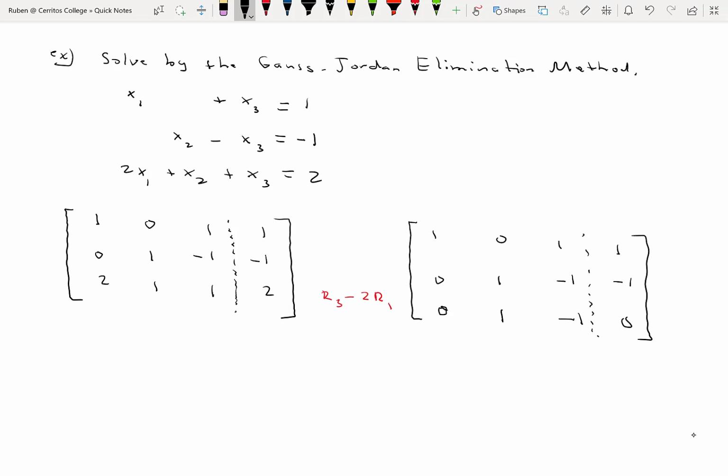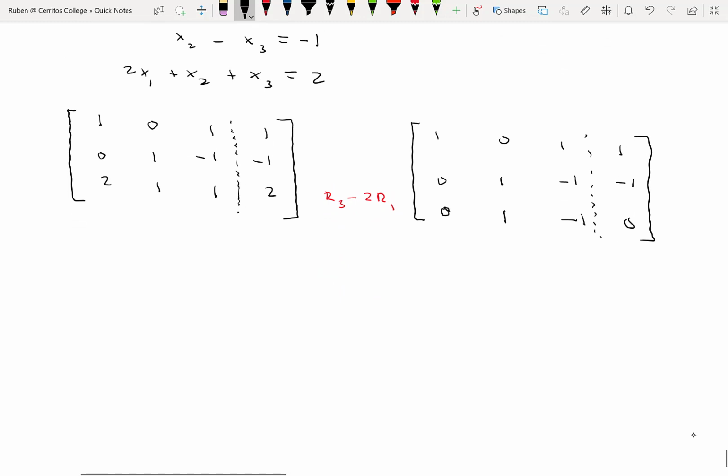All right. Okay, so what's our next step? Well, I'm now focusing on the second row, the position of the y variable. It has a coefficient of 1. That's really nice. So I'm not going to do anything with that row. 0, 1, negative 1, negative 1. And I'd like to have zeros above and below that leading 1. Well, in the first row, I already have that happening.